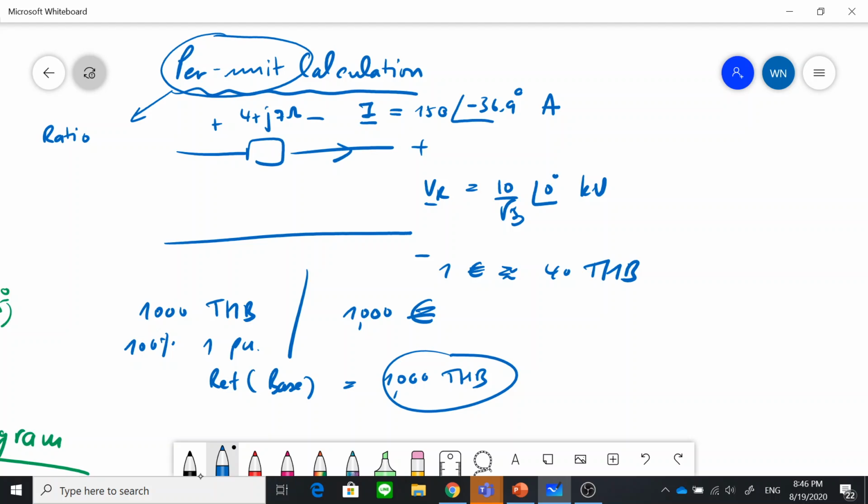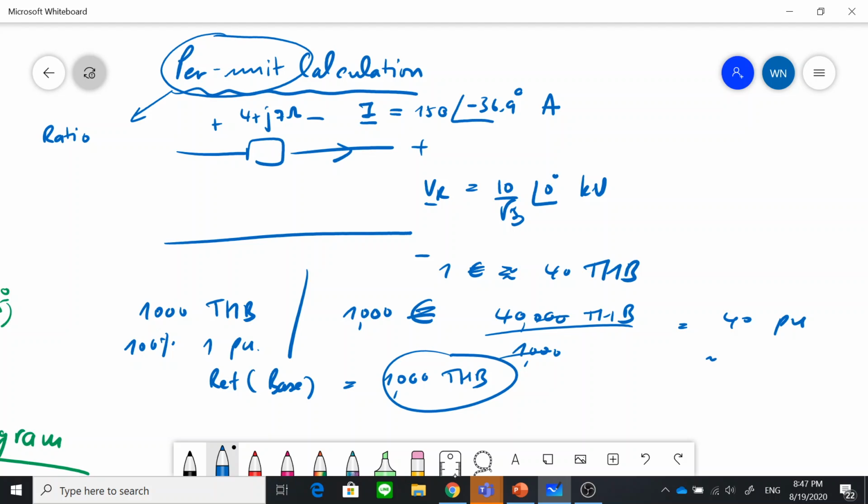Because we say that this is a unit of how many times greater than the base. So we call this 100% equal to 1 per unit. All right. If we put the currency exchange at 1 euro to about 40 Thai baht, right? So for 1,000 euro, it's about 40,000 Thai baht. Okay. And the base is 1,000. We specify the base as 1,000. So this is about what? 40 times, right? 40 times.